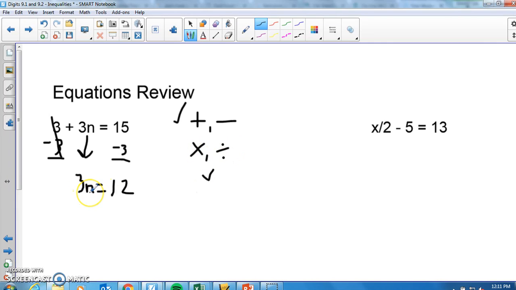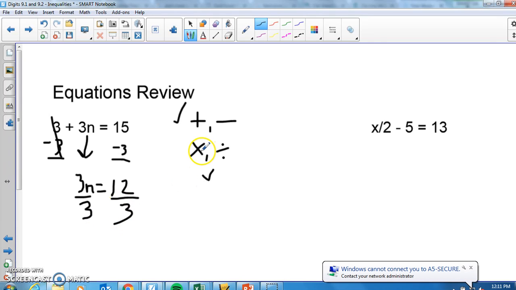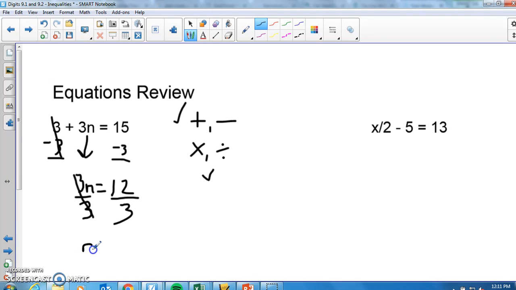I have 3n. 3n is multiplication. So the inverse of multiplication is division. So I always divide by the number that's with the variable. So the variable is n, the number with it is 3. So I divide each side by 3. And when we multiply or divide, we want to cancel out. 3 divided by 3 cancels each other out. So when I divide that, that gives the variable n. And then 12 divided by 3 gives you an answer of 4. And now I've taken care of the second step.